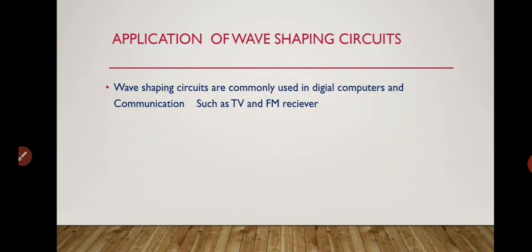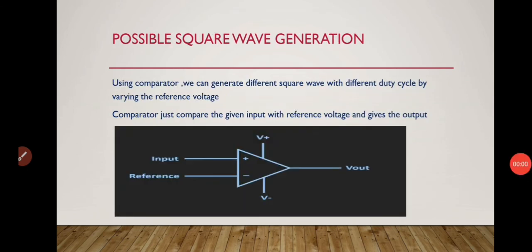Application of wave shaping circuits. Wave shaping circuits are commonly used in communications such as TV and FM receivers. Wave generation: using a comparator, we can generate square waves with different duty cycles by varying the reference voltage. A comparator just compares the given input with the reference voltage and gives the output.